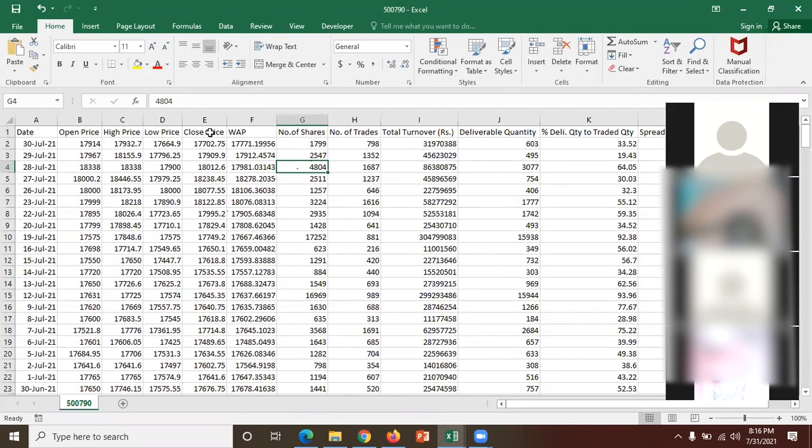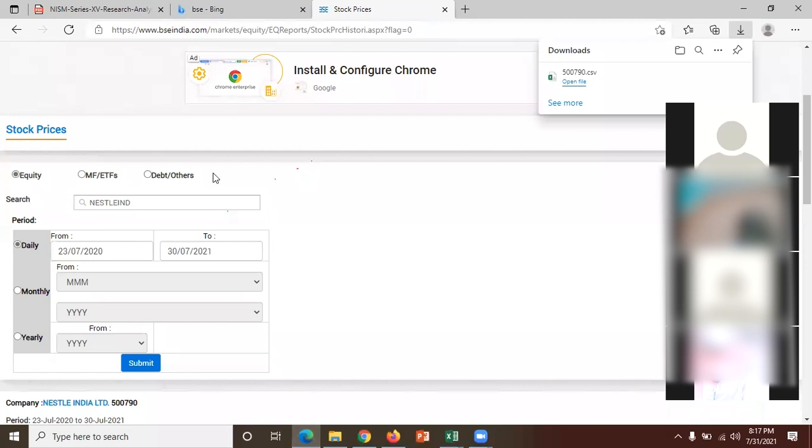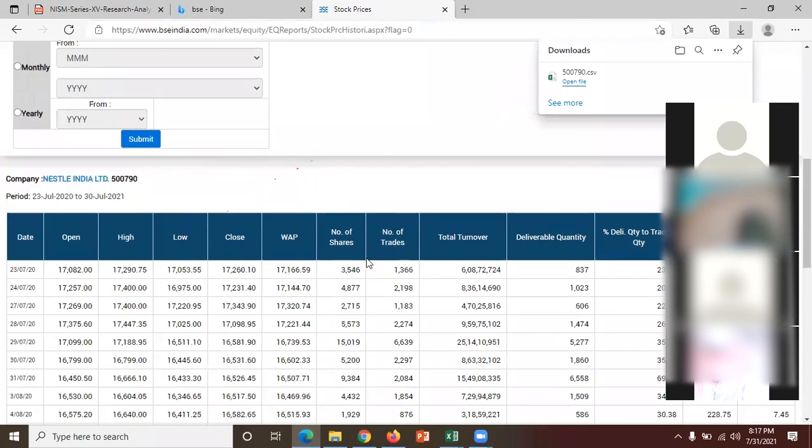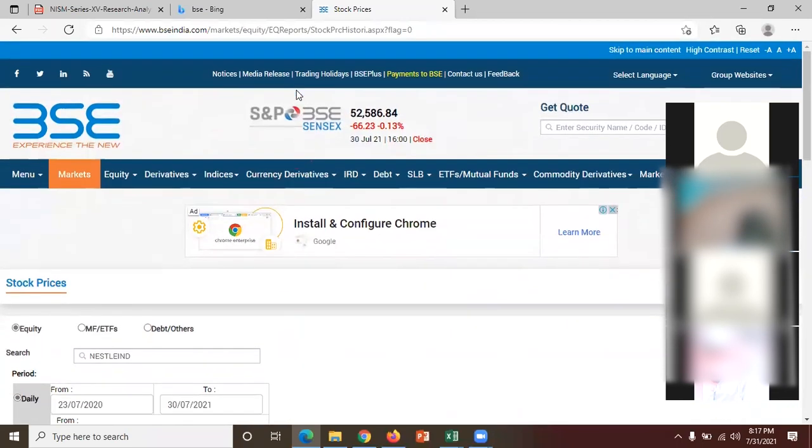Mainly we focus just on the close price, okay? If you are studying on the high and low, then you will consider those, but generally the close price for that particular day is considered. So this is how you download the data. Practically, only when you do things yourself will you get the hang of it.